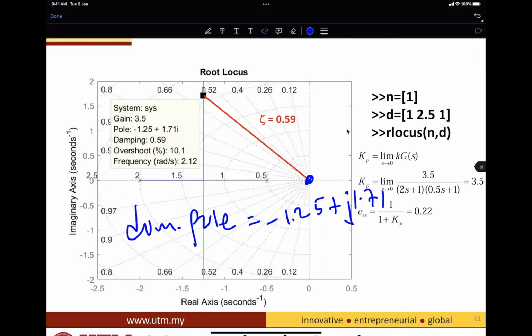Su Isiang. Tak datang. Yu Fei. Yes, Yu Fei. What is the value of the third pole? Gain 3.5, dominant pole minus 1.25 plus j1.71. Steady state error 0.22. What is the value of the third pole?